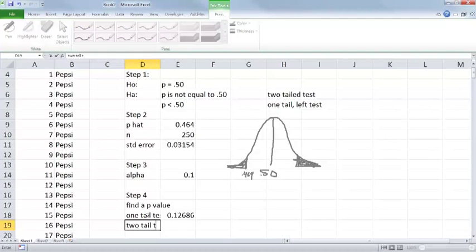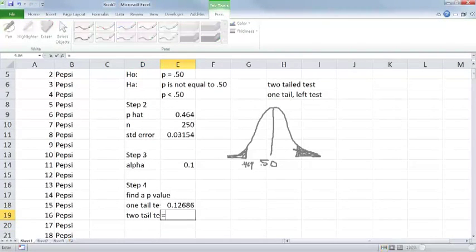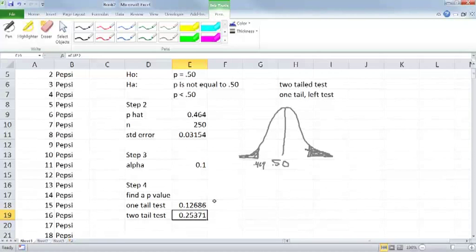Two-tailed test, then, is really just that number times 2. That's all a two-tailed test is. So what that means is that a two-tailed test is basically twice as hard to prove as a one-tailed test. Twice as hard to prove, right? I had to have twice as much evidence to prove that something has changed as opposed to proving that something is just smaller or bigger than something.